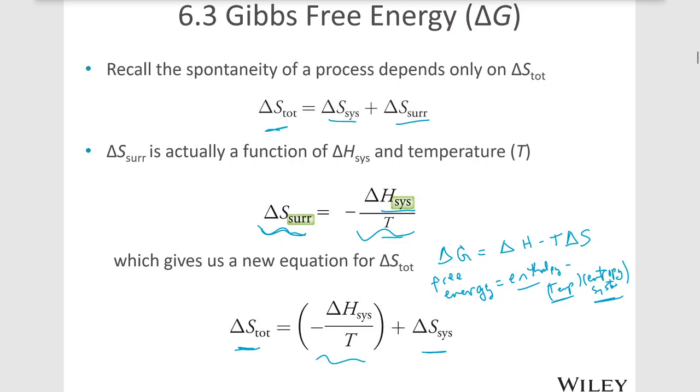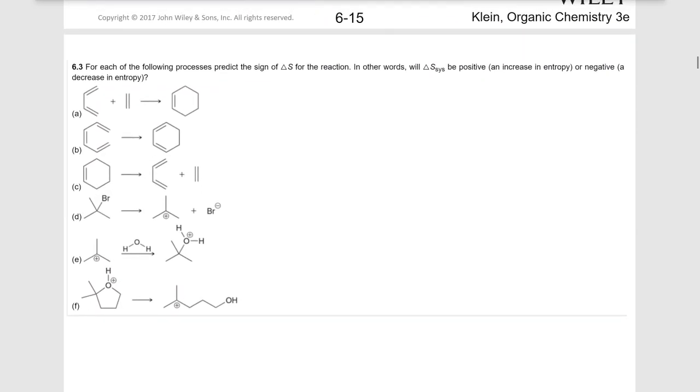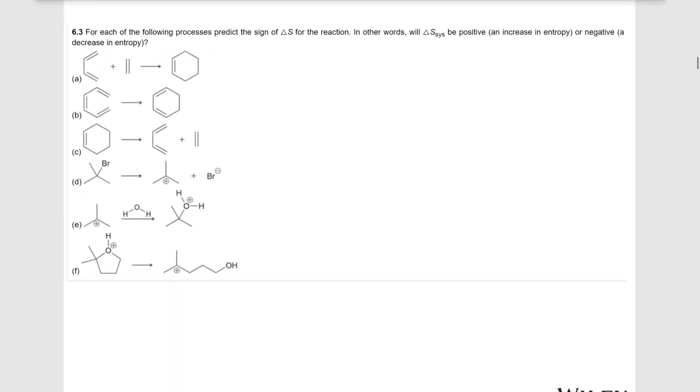So if delta G is negative, then our reaction will be spontaneous and it will occur. So if it's positive, then our reaction doesn't occur. So the reaction is going to favor the reactants instead of the products. Okay, so if it's negative, we favor products. If it's positive, we favor reactants. So for each of the following processes, let's try to predict the sign of delta S for the reaction. So we're just talking about the entropy for the system, so the entropy for the chemical system at hand. In other words, will delta S for the system be positive or negative?